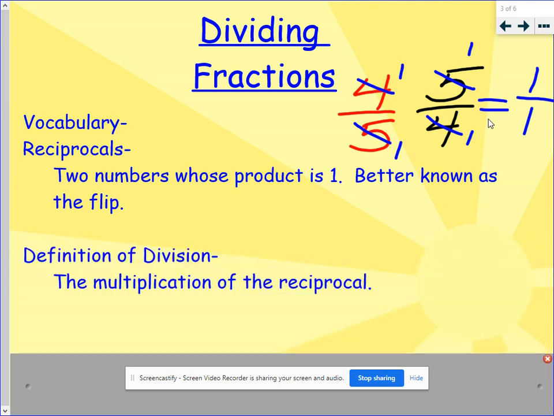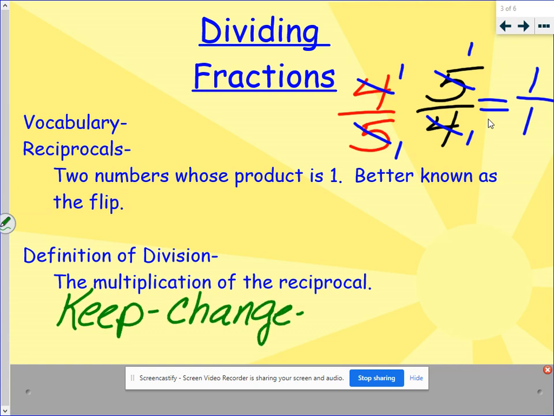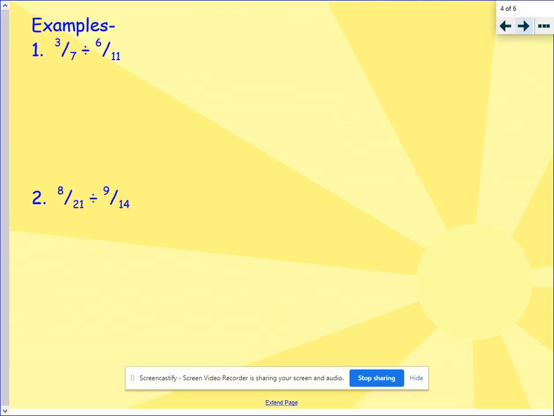Our second definition is definition of division, which means we are going to take the multiplication of the reciprocal. Or another cute way to remember it is keep, change, flip. Keep, change, flip. And I will show you in our 3 examples how that cute little saying is going to be helpful for us. Keep, change, flip. So here we go.